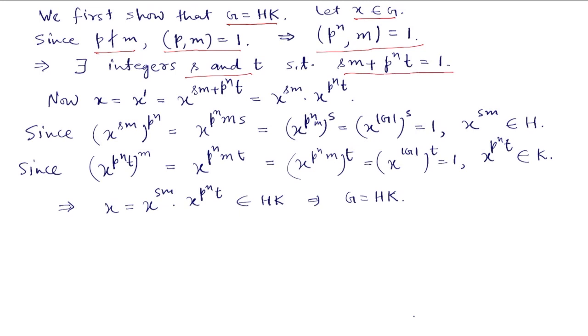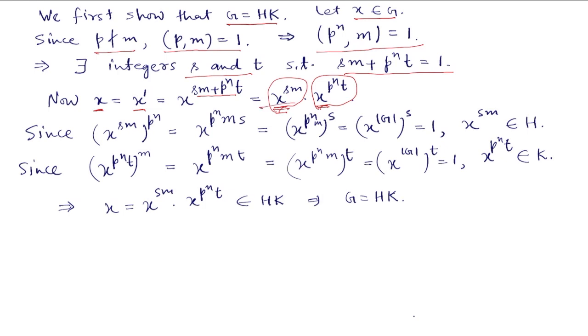Now we consider x, which we can write as x raised to power 1, but 1 we can now write as sm plus p^n t. Now this we can write as a product of two elements, x raised to power sm and x raised to power p^n t. So x is written as the product of these two. We shall show that this element is in H and this element is in K, and that will show that x is the product of an element in H and an element in K.